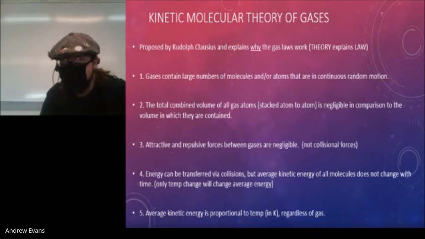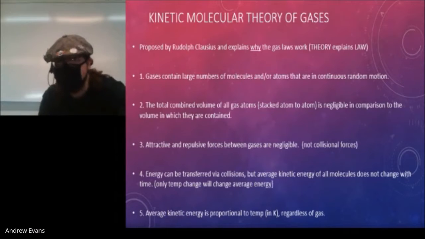Statement number 3, attractive and repulsive forces between the gases are negligible. So not the collisional forces. When they bounce into each other, they bounce just like billiard balls on a frictionless plane. They're not attracted to each other like magnets. That's ideal gas statement number 2. We assume ideal gas has no volume and has no attractive or repulsive forces.